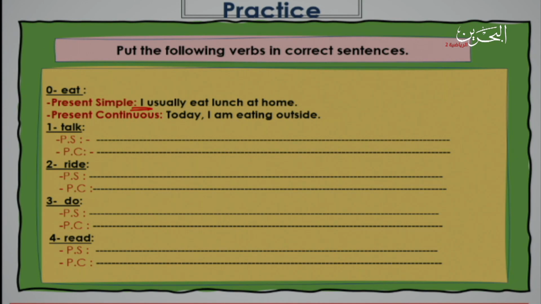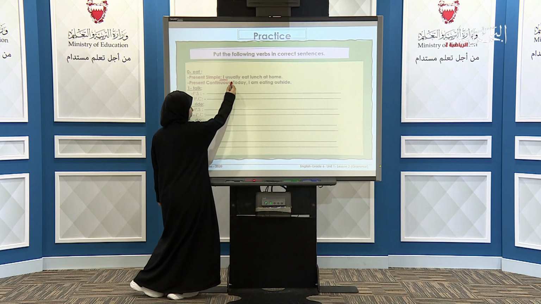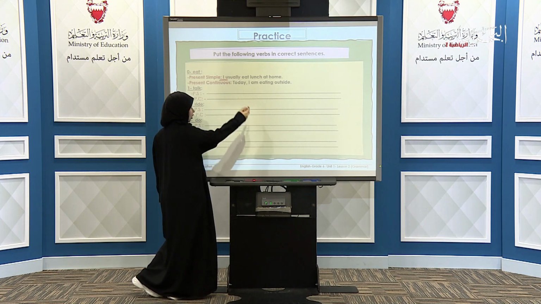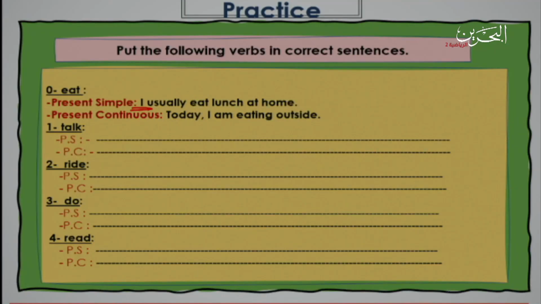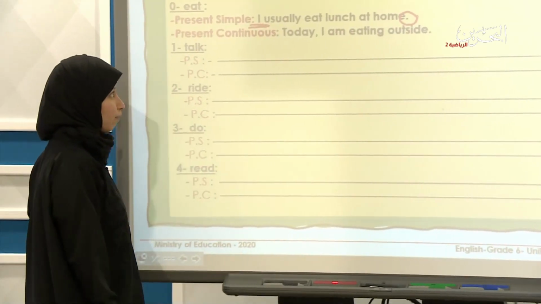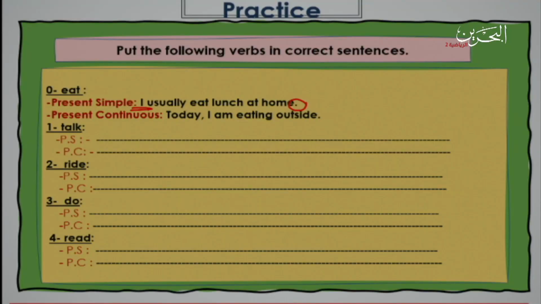We add a time mark, an adverb of frequency like usually, always, sometimes, and then we write the main verb, we write the rest of the sentence, and at the end of the sentence we don't forget to put a full stop.